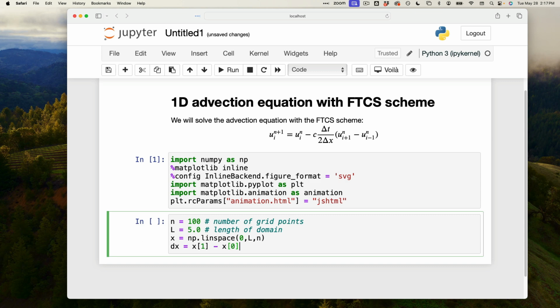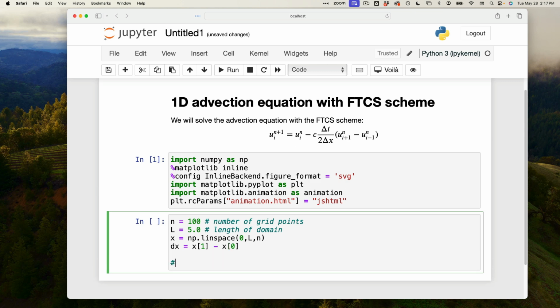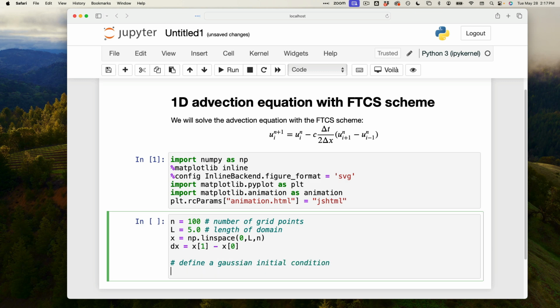Okay, what should we advect? Let's advect a Gaussian, for example. What do you think? Okay. Define a Gaussian initial condition. So if things are correct, then that Gaussian is just going to move in space from our perspective. It's just going to move in space.